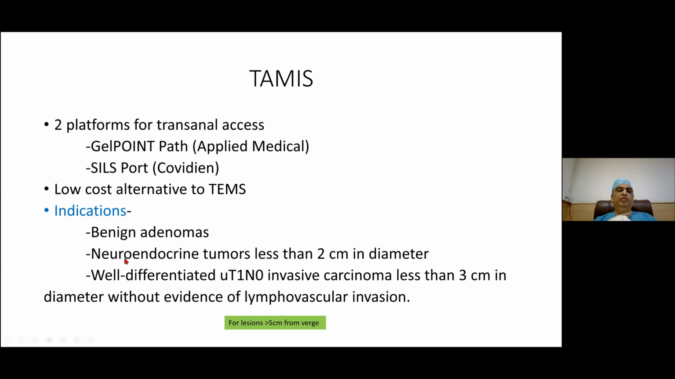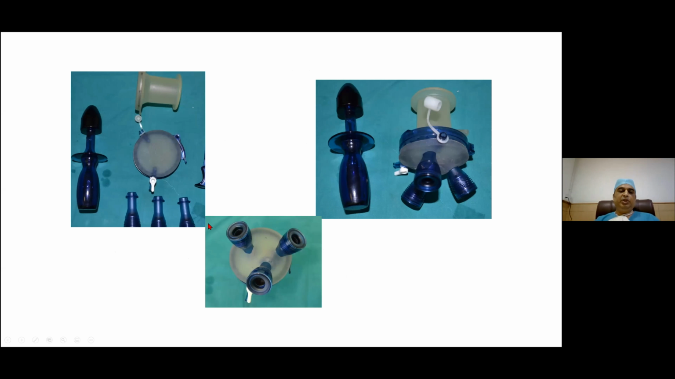And especially you have to identify again for benign adenomas, neuroendocrine tumors, or well-differentiated T1 N0 tumors. For lesions less than 5 centimeters, you can place the TEMS port and the transanal excision is sufficient. For higher tumors, more than 5 centimeters, up to 12 to 14 centimeters, you can use TEMS for doing a resection. This is the gel port which is used for the transanal TEMS procedure. And you have to place this and then use the laparoscopic instruments through these ports and do a transanal excision.